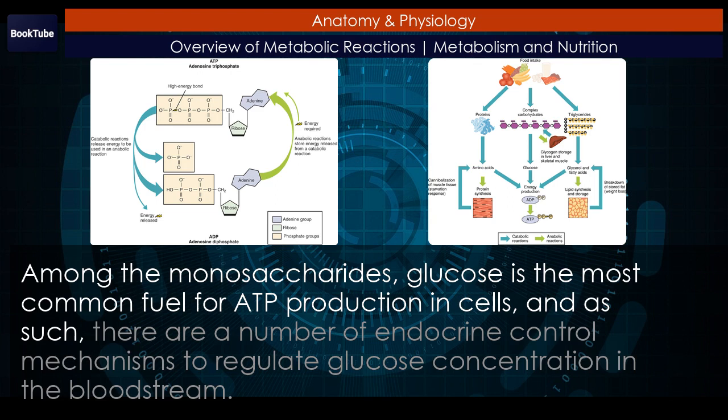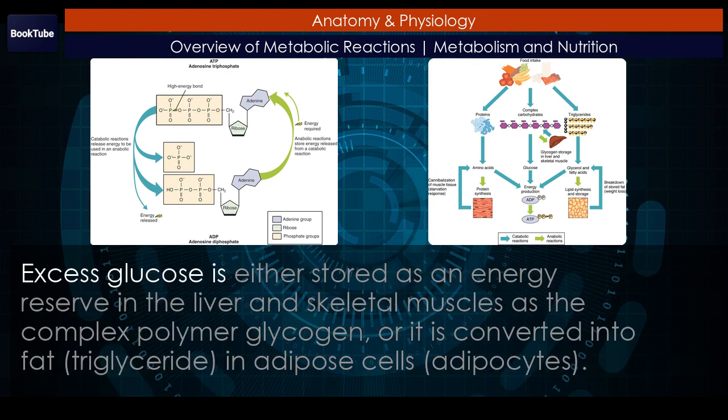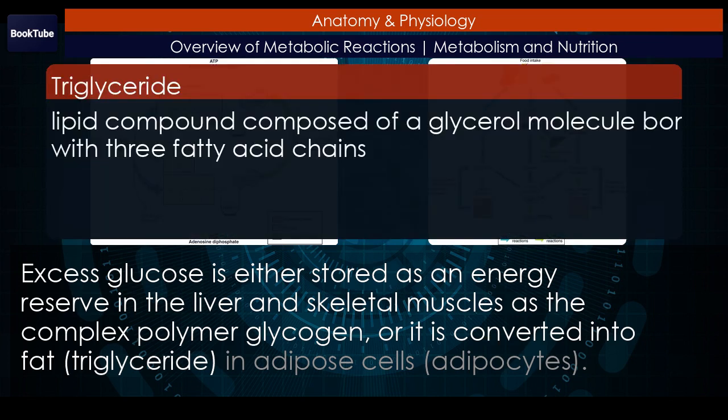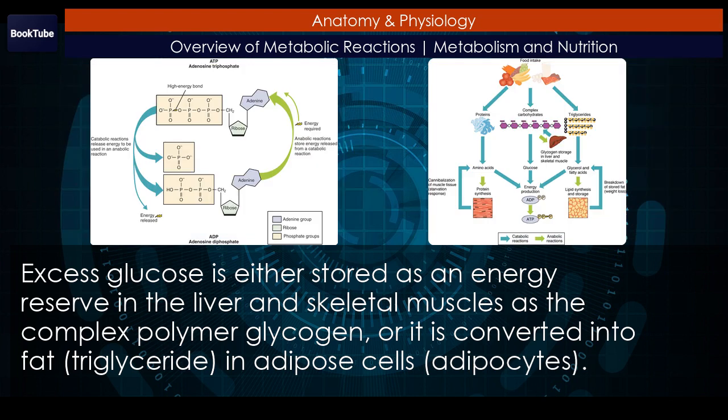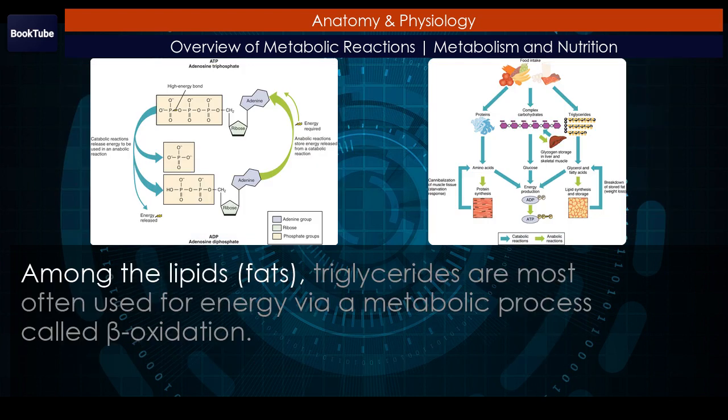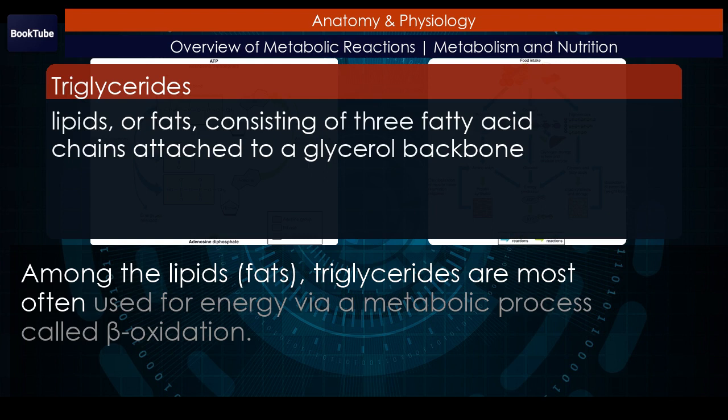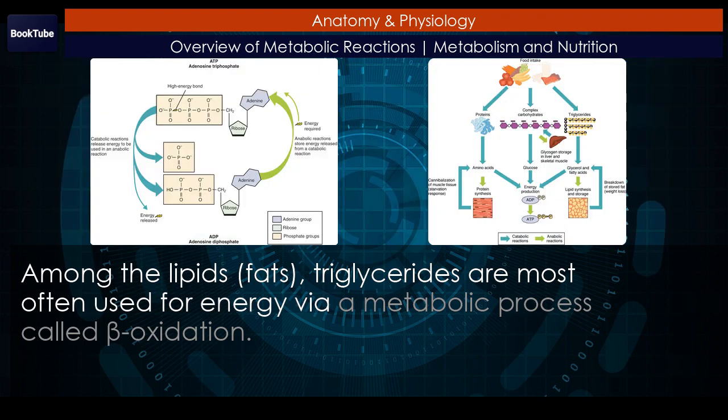Among the monosaccharides, glucose is the most common fuel for ATP production in cells. And as such, there are a number of endocrine control mechanisms to regulate glucose concentration in the bloodstream. Excess glucose is either stored as an energy reserve in the liver and skeletal muscles as the complex polymer glycogen, or it is converted into fat, triglyceride, in adipose cells, adipocytes.